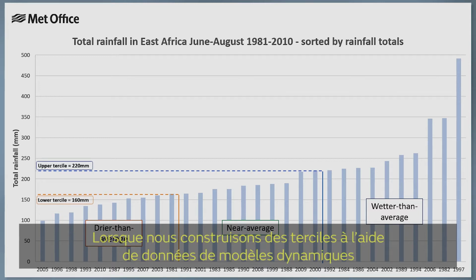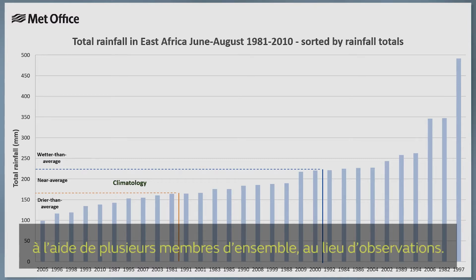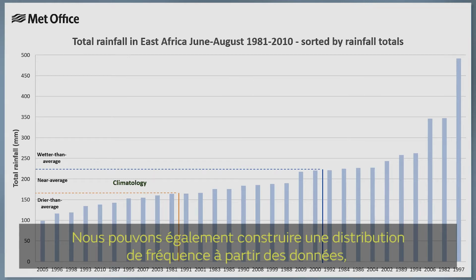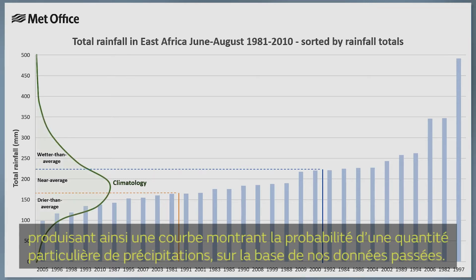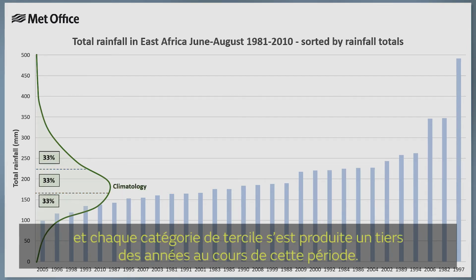When we construct terciles using dynamical model data, we use the same process but with hindcast data, using multiple ensemble members instead of observations. We can also construct a frequency distribution from the data, producing a curve showing the likelihood of a particular amount of rainfall based on our past data. The area under the curve for each tercile is 1/3, or about 33% of the total area, and each tercile category has occurred 1/3 of the years in this period.